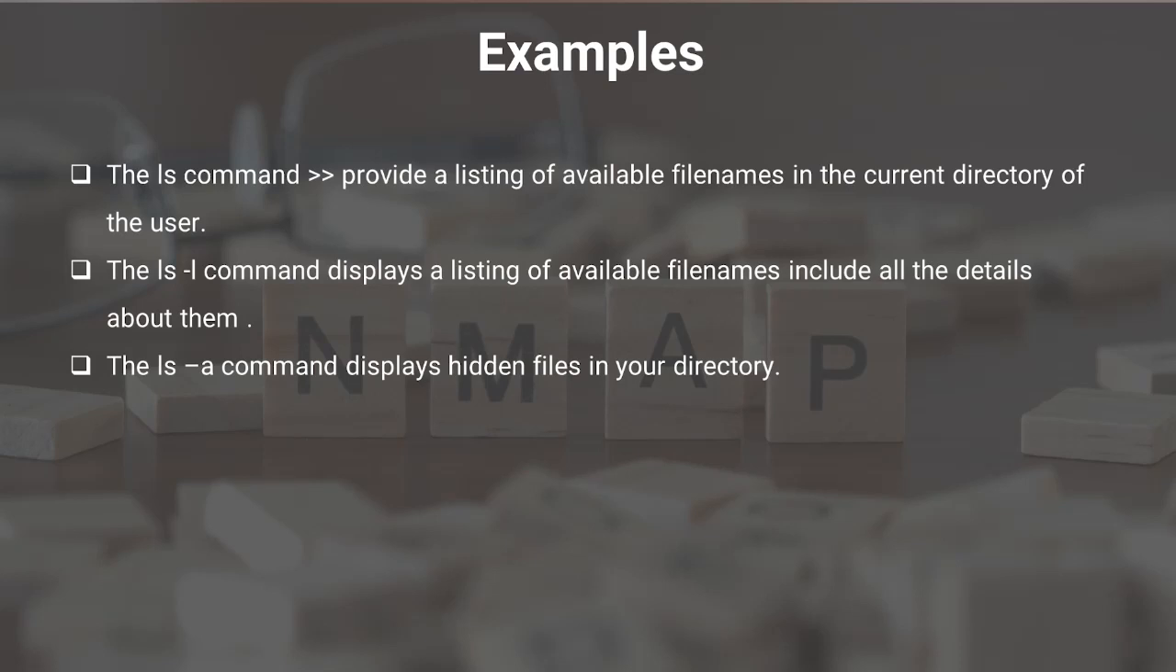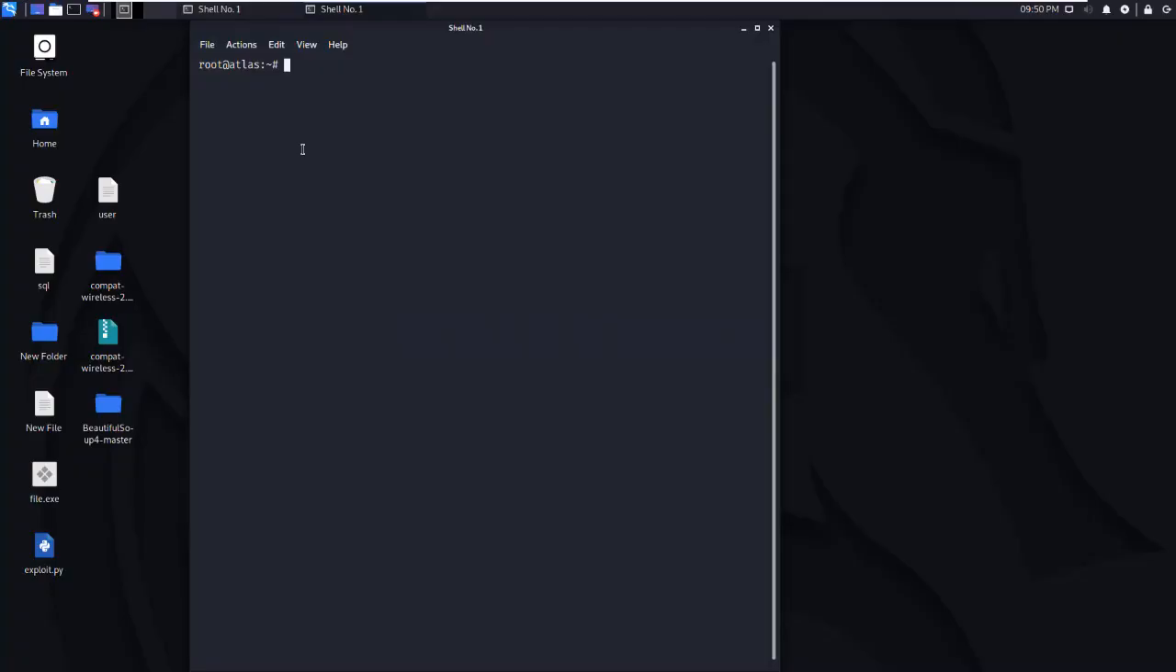So let's see an example of a Linux command. The first command we're going to have an overview of is the ls command. It provides a listing of available file names in the current directory of the user. So let's see the example. Here we are in our Linux machine, and we're going to type ls. That's going to show all the files in our directory. Here it is. Okay, we can see all the files in the path that we are in.